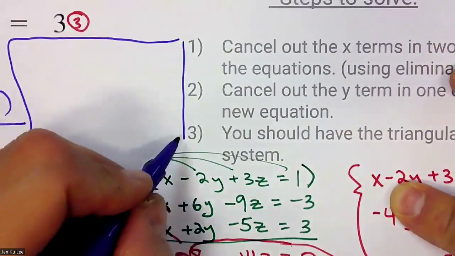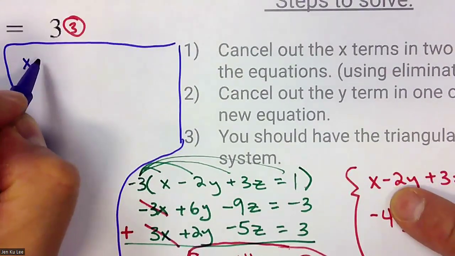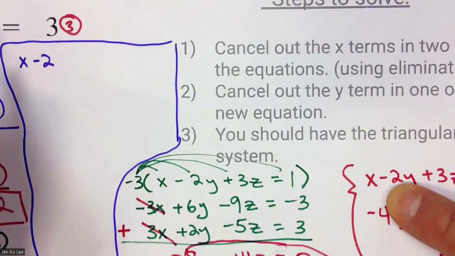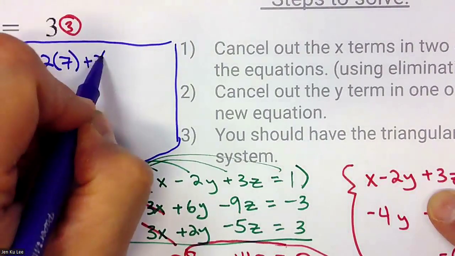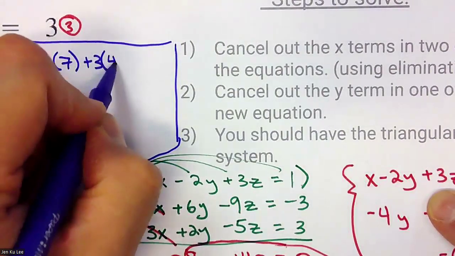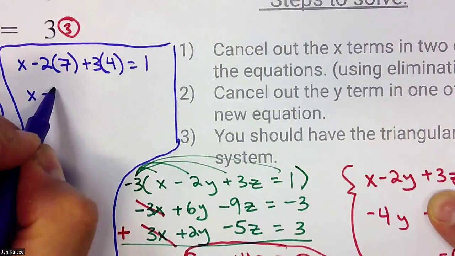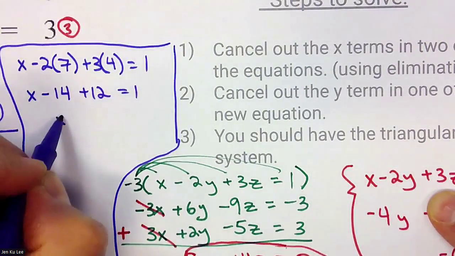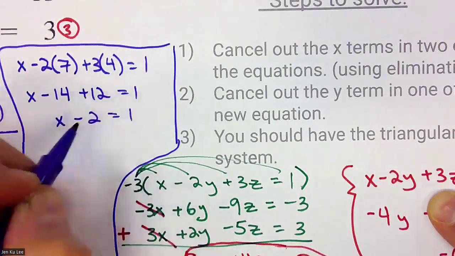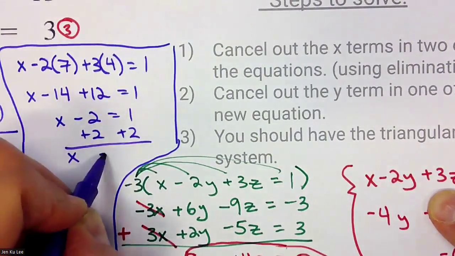Okay? So that's x minus 2 times my y value, which is 7, plus 3 times my z value, which is 4, equals 1. So that's x minus 14 plus 12 equals 1. x minus 2 equals 1. Add 2 to both sides. x would equal 3.